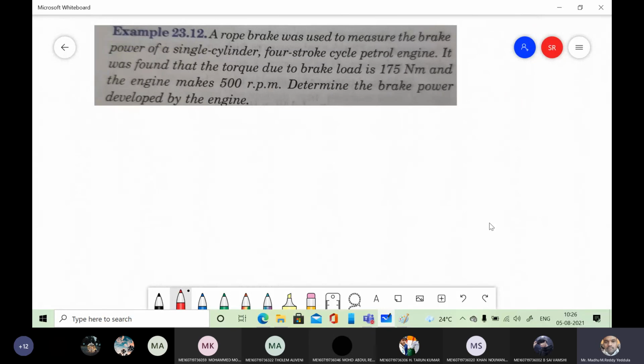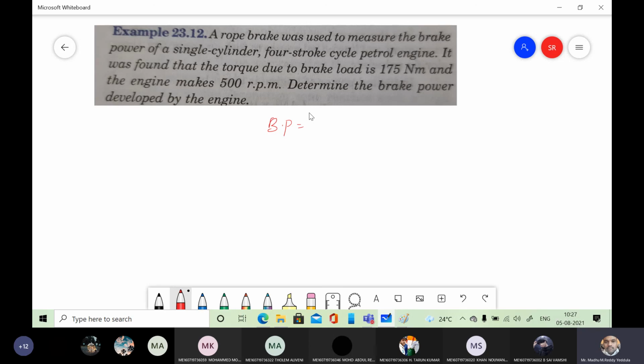A rope brake was used to measure the brake power of a single cylinder, 4-stroke cycle petrol engine. It was found that the torque due to brake load is given, and the engine makes the given speed. Determine the brake power. You can calculate directly, right? For the rope brake dynamometer, what is the formula? 2 pi N T, as in the Prony brake.